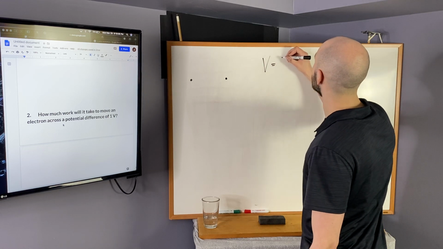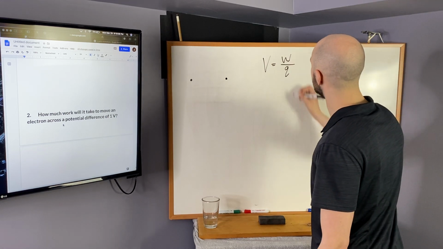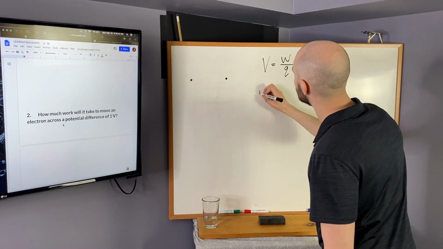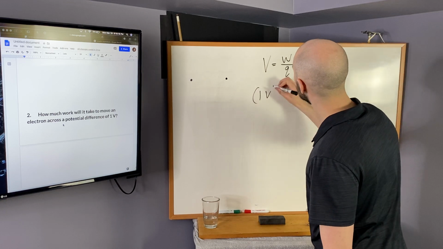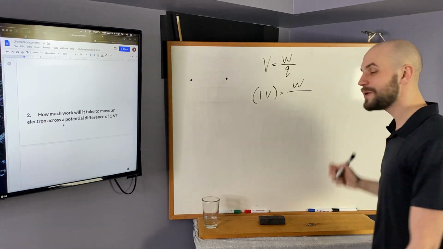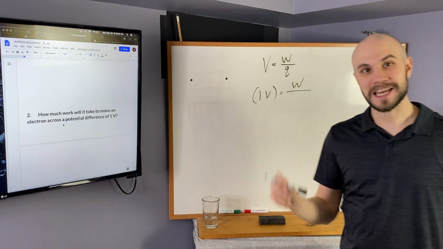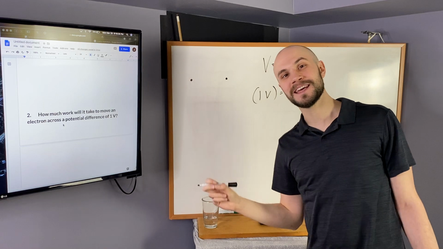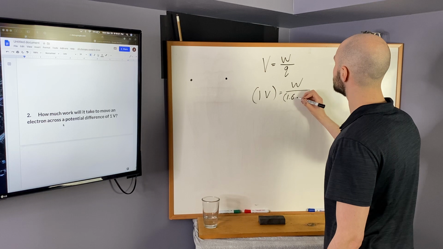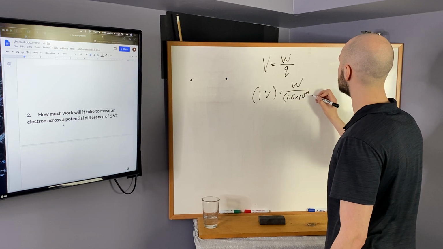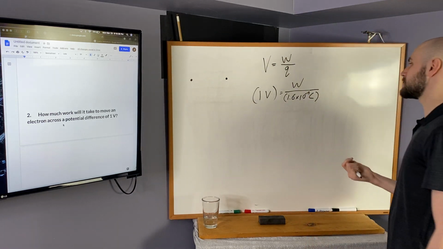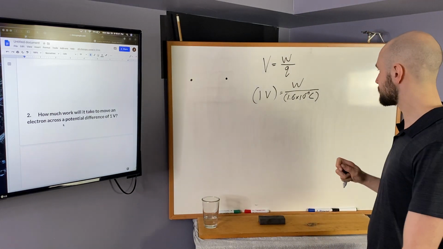Going back to our equation, V is equal to W over Q. Our goal is to find the work. We know the potential difference between those 2 spots is 1 volt. But what's the charge on an electron? At this point, hopefully you know that you can look at the reference table, page 1. The charge on an electron is 1 elementary charge, which is equal to 1.6 times 10 to the minus 19 coulombs. You know you're officially a physicist when you have these crazy numbers rattling around in your head.